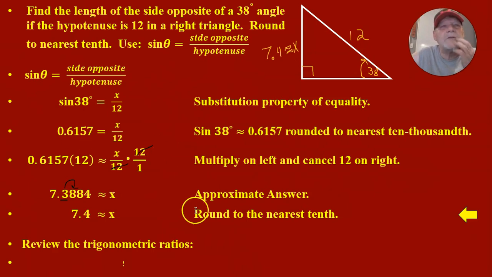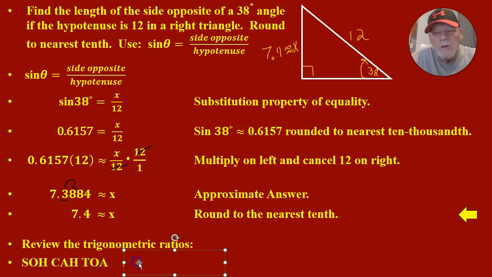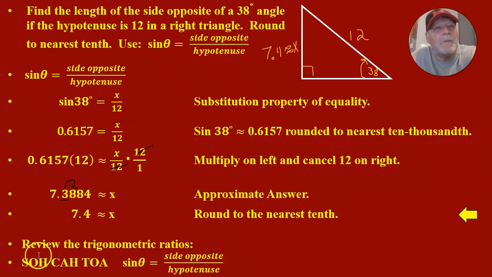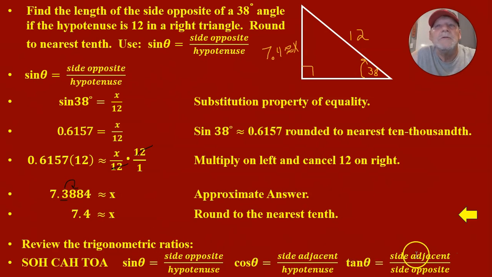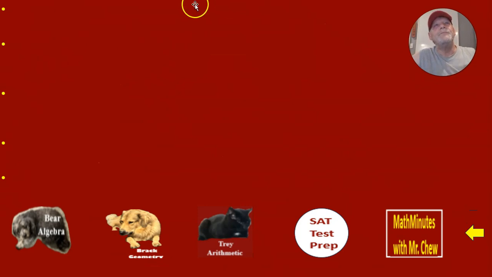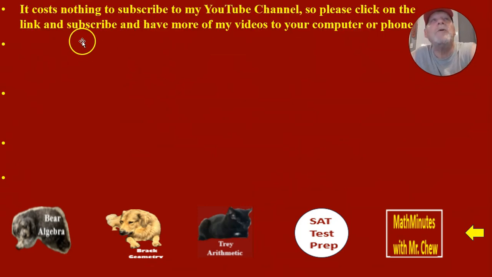So before I end this, let's just review the other trig ratios. You could have been taught in your earlier classes SOHCAHTOA. The SOH means the sine is opposite over hypotenuse. The CAH is the cosine, adjacent over hypotenuse. And then the TOA is tangent, side opposite over side adjacent. All right, so that was just a quick review.